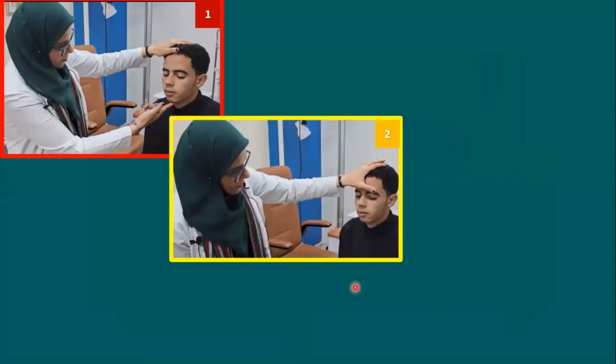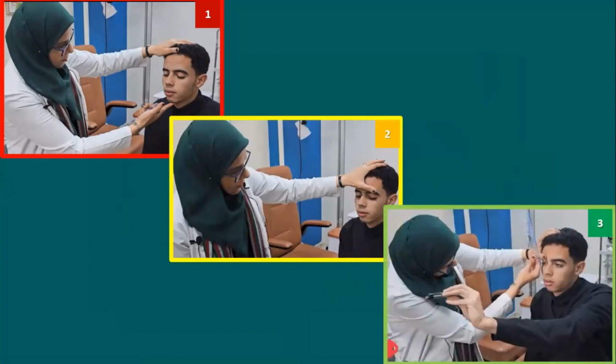All right. And then while the patient is looking down, place your thumb on the eyebrow to mitigate the action of frontalis. And then ask the patient to look at the pen torch at the primary position and measure the margin reflex distance. But here we need a third hand. So that's why it's a bit difficult, but more accurate.